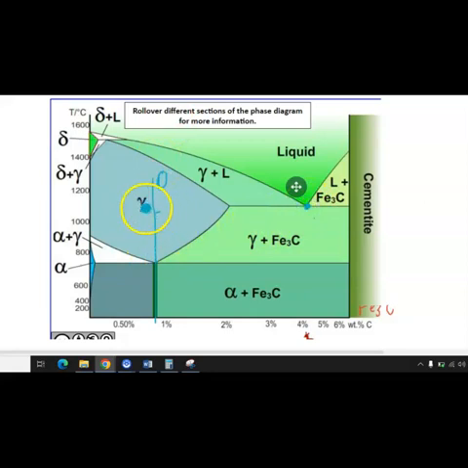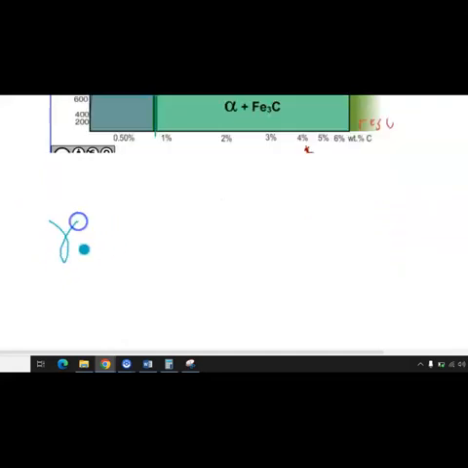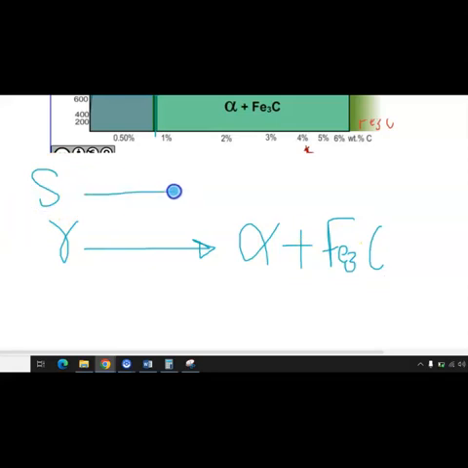So here, this is one solid. What is one solid? Gamma. So here, the gamma. But when I reach that one, what is here? What's here? Alpha and cementite, isn't it? So at this point, a gamma converts into alpha plus cementite. So this is one solid converting into two different solids, solid 1 and solid 2.